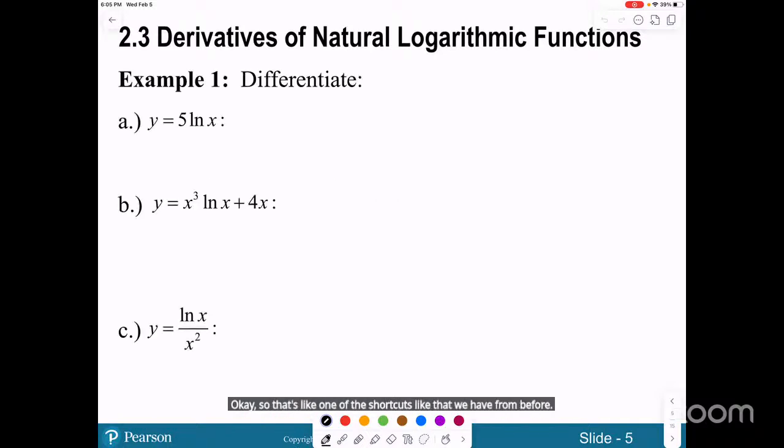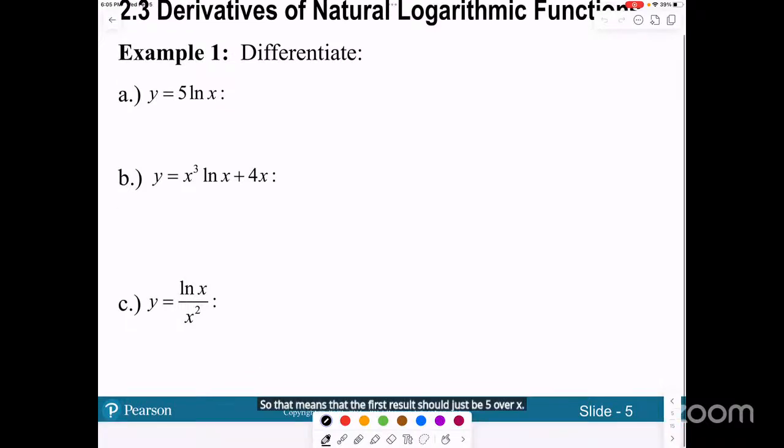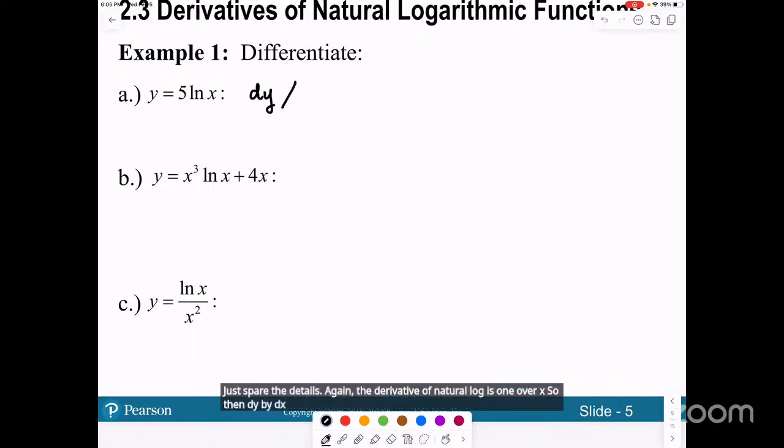Okay, so in this example, we're asked to differentiate. Let me see. So we have y equals 5 natural log of x. So again, when we take the derivative of a constant times a function, essentially that constant can just go in front of the derivative. So this is really 5 times the derivative of natural log, which we just said was 1 over x. So that means the first result should be 5 over x. Again, the derivative of natural log is 1 over x. So then dy by dx in this instance ends up being 5 over x.